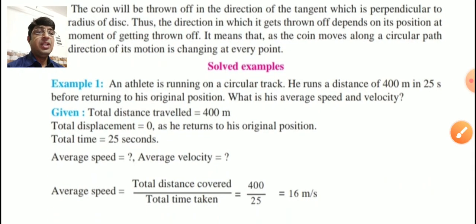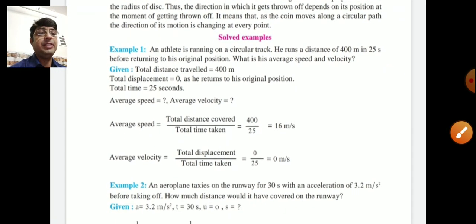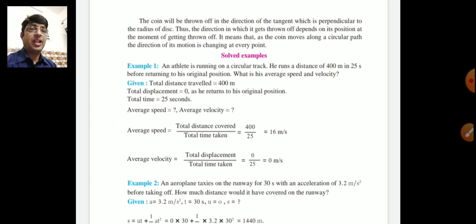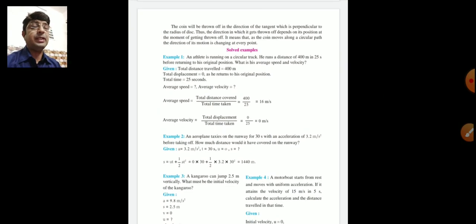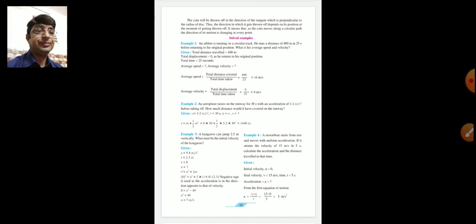Now a few solved examples are given on these pages, so you try to write the answer in that pattern that is given, to find the formula and solution. I will show the solution of these 4 solved examples in our assignment. Next.